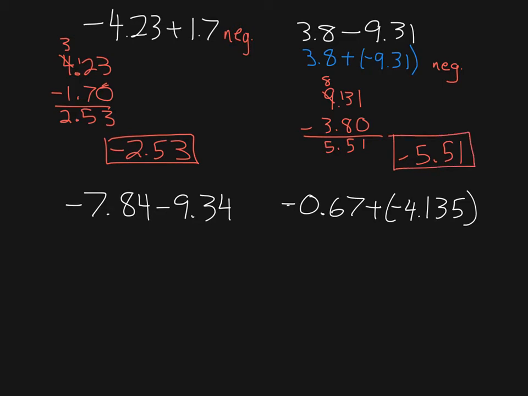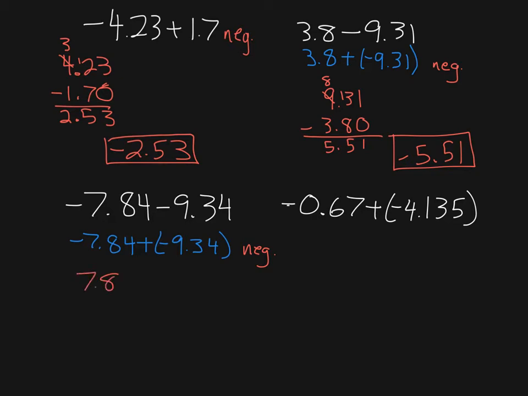In our third example, we also have a subtraction problem, so I'm going to fix this one too. Negative 7.84 plus negative 9.34. Now I see these two numbers have the same sign this time, so that means I'm going to be putting them together. I know that my answer is going to be negative because both of these numbers are negative, and I'm just adding.